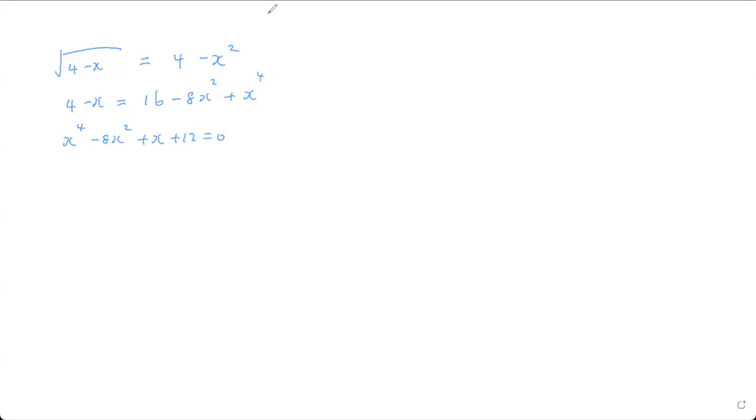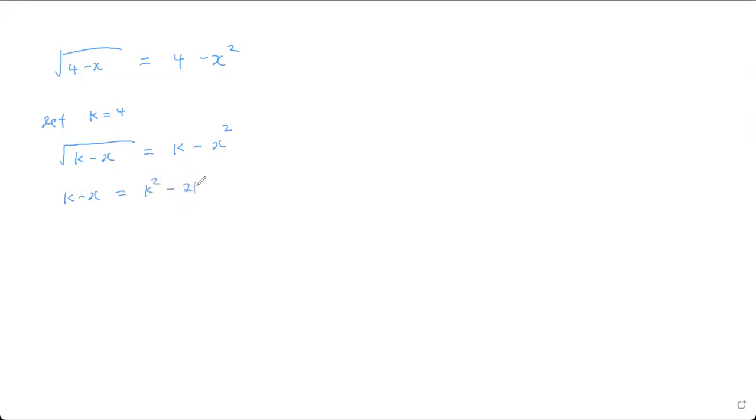Okay, so let me just erase. Okay, so how am I going to do it? Okay, so I'm going to let k be 4. So I'm just going to change the equation a little bit, but I'm just switching 4 out and replacing it with k actually. Okay, so I'm still going to expand it by squaring both sides. So I'll remove the square root here, and this one would be k squared minus 2k x squared plus x to the power 4.